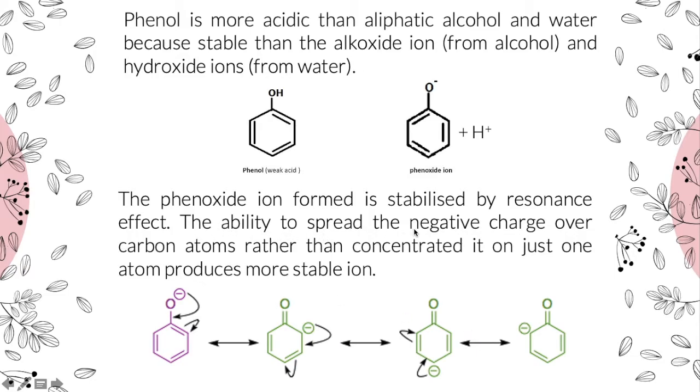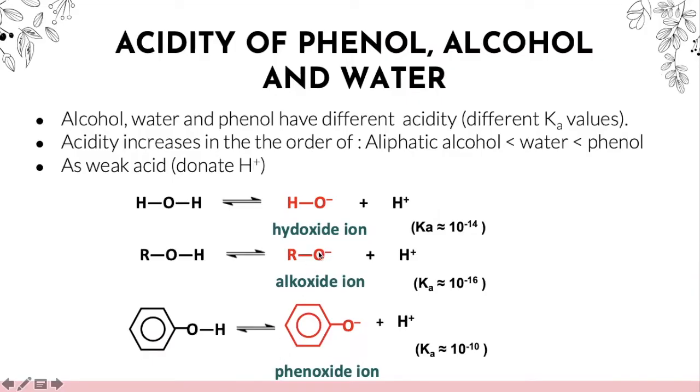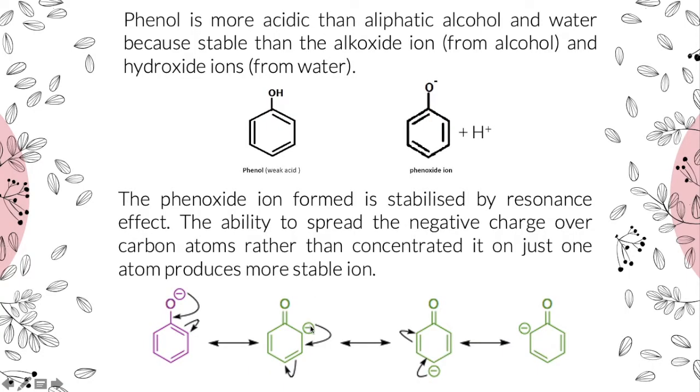The ability to spread the negative charge over carbon atoms rather than concentrate it on just one atom produces a more stable ion, meaning this negative charge is spread over all carbon atoms in the ring. Compared to alkoxide ion, the negative charge is only here, only at O minus, but in phenoxide ion, the negative charge is spread over the carbon atoms in the ring. So that is what makes phenoxide ion more stable than alkoxide ion.